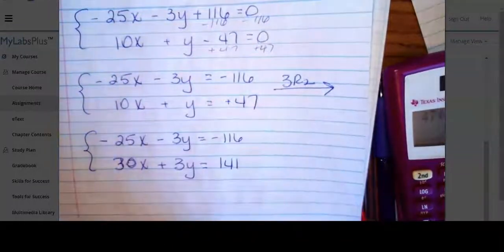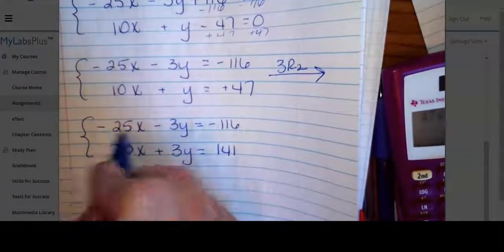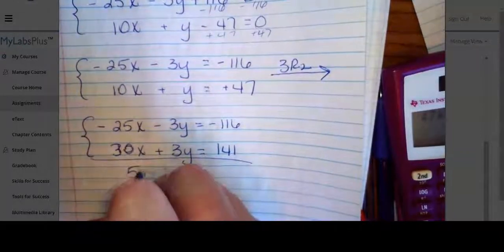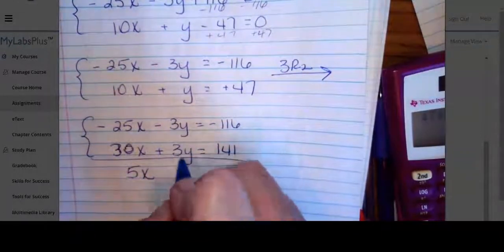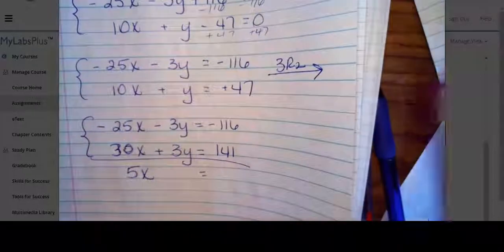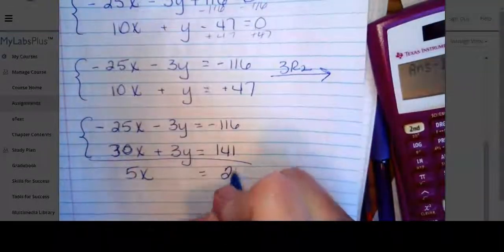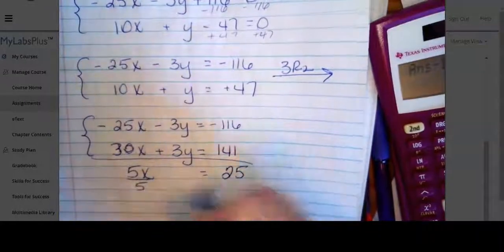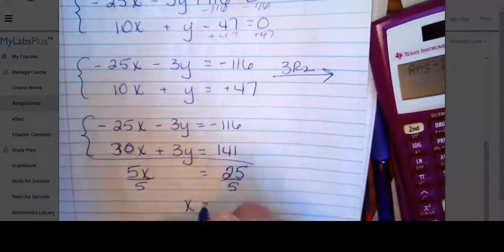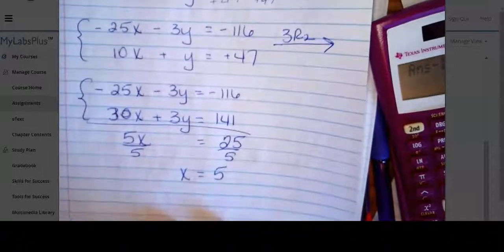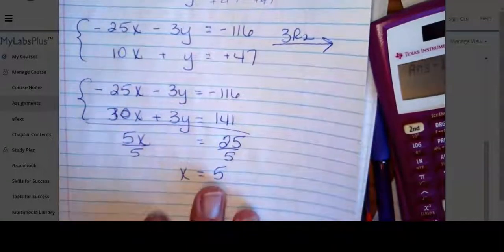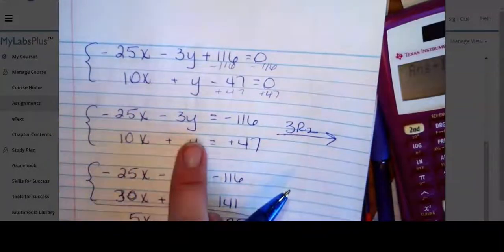Okay, and now I can work vertically. So 30x minus 25x is 5x. Negative 3y and 3y is no y's, and 141 minus 116 gives me 25. So divide both sides by 5. So x must be 5. So now that I know what x is, go back into one of your original equations and figure out what y is.